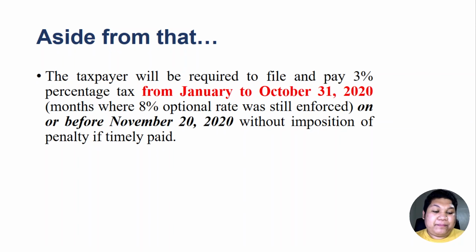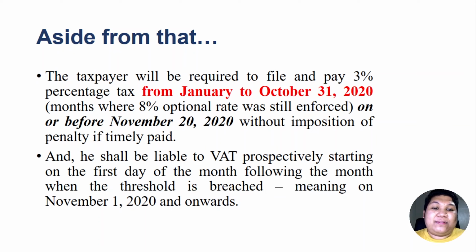Okay? And Juan shall be liable to VAT prospectively starting on the first day of the month following the month when the threshold is breached, meaning on November 1, 2020 and onwards, Juan will pay the VAT.